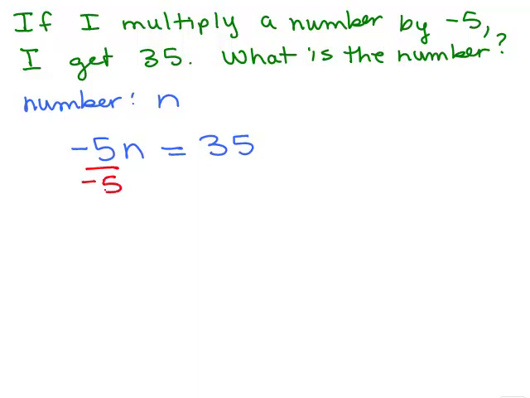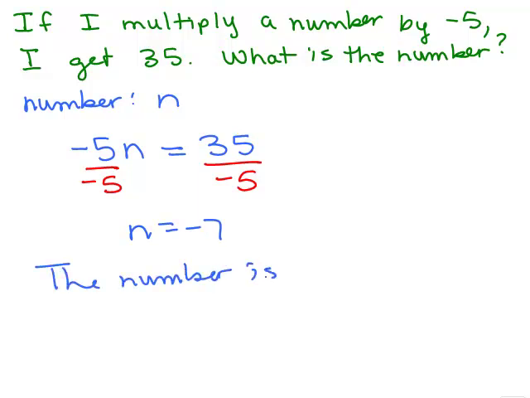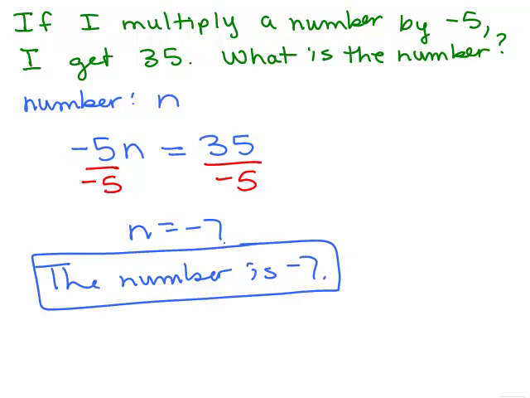All right, so how do we solve that? Divide by negative 5. So n is negative 7. So the number is negative 7. So we could check that. It says if I multiply the number by negative 5, well, the number negative 7 times negative 5 does give you positive 35. And there you go.